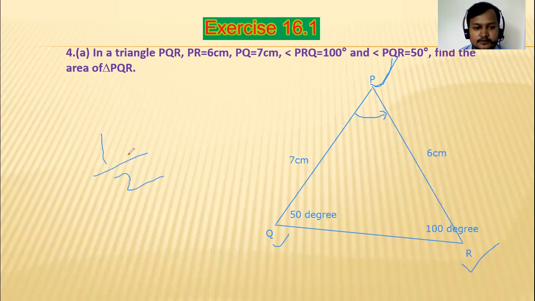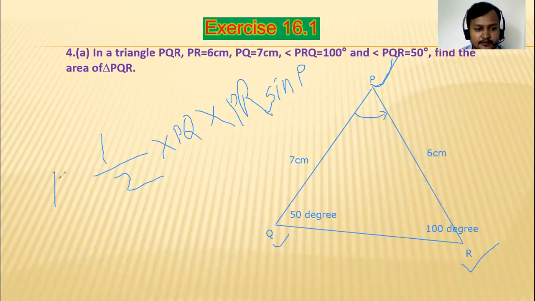area of triangle is equal to 1 by 2. Which two sides? PQ into PR into sine angle P, isn't it? Yes. This is the area of triangle PQR. So at first, find out angle P and use this formula. Area of triangle is equal to 1 by 2 PQ into PR sine P.